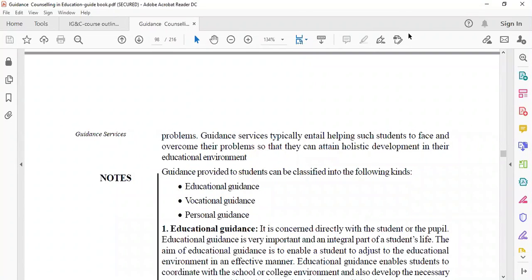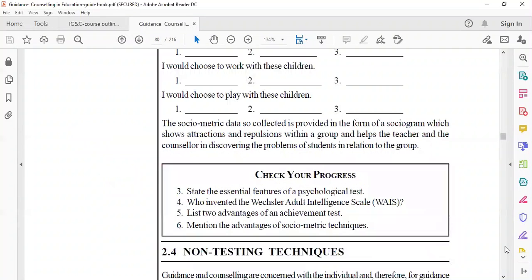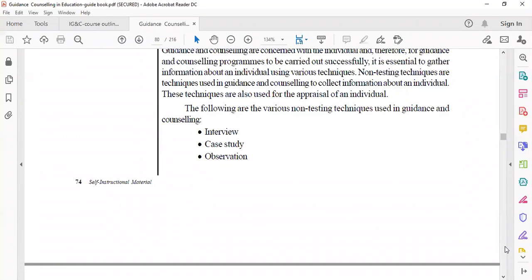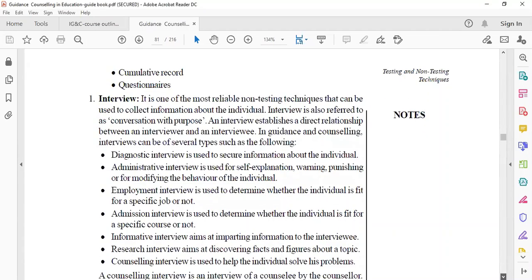Now we come to another component, that is interview. Basically, interview is getting information from the respondent, from the client, from the students to whom the teacher is going to provide guidance and counseling. It can be a structured interview, semi-structured, or non-structured. There are three types of interviews that a teacher can use whenever he is gathering information regarding the problem faced by students.